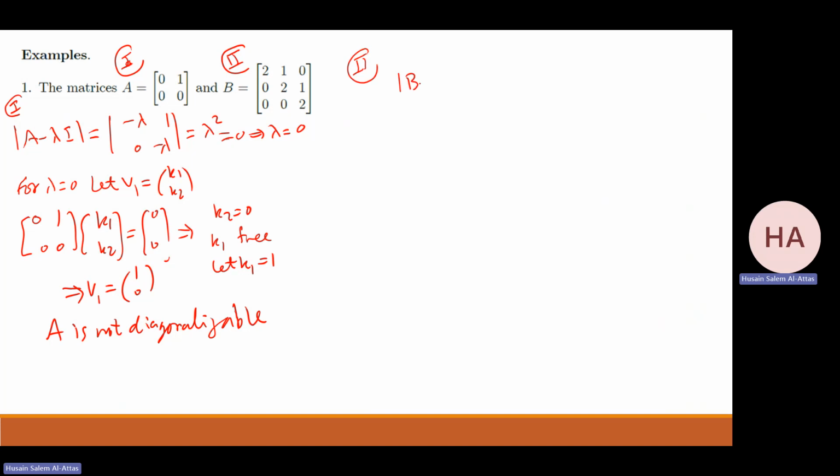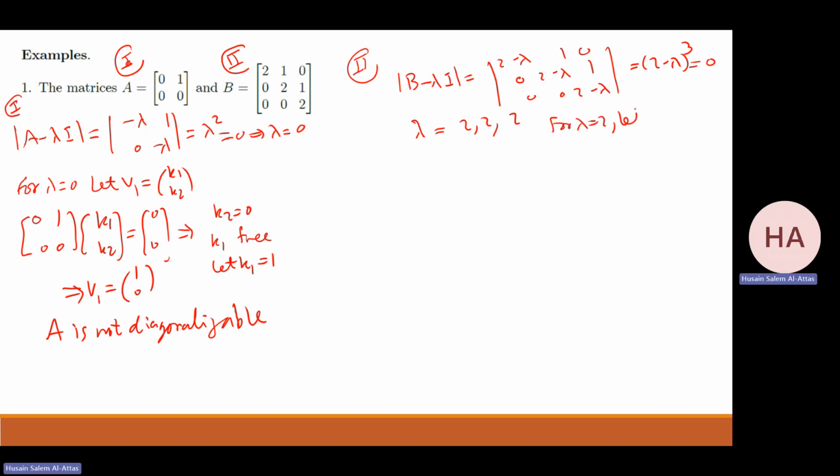I have B minus lambda I. That will be 2 minus lambda, 1, 0, 0, 2 minus lambda, 1, 0, 0, 2 minus lambda. Very clear, this is 2 minus lambda cubed. So lambda will be 2.